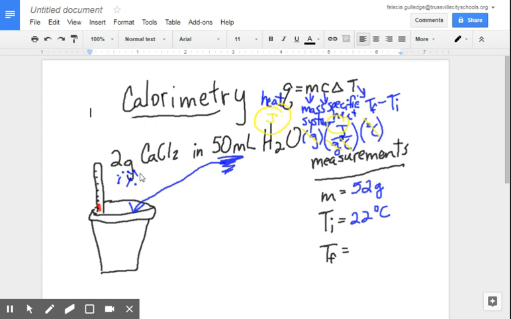Now, let's say I add this 2 grams of calcium chloride into my cup as well. What's going to happen is my temperature is either going to increase or my temperature is going to decrease. If my temperature increases, what that is telling me is that my reaction is releasing energy, and if my reaction is releasing energy, then that means that the reaction is exothermic. If my temperature decreases, what that tells me is that my reaction is absorbing energy from the surroundings and therefore leaving the surroundings at a lower temperature.